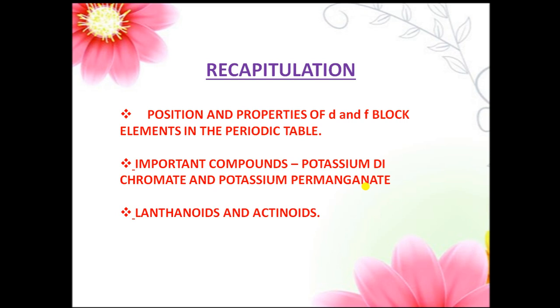In the previous video we discussed the position and properties of d-block and f-block elements. We also discussed the preparation, properties and uses of potassium dichromate and potassium permanganate. And we discussed the position of lanthanides and actinides in the periodic table.